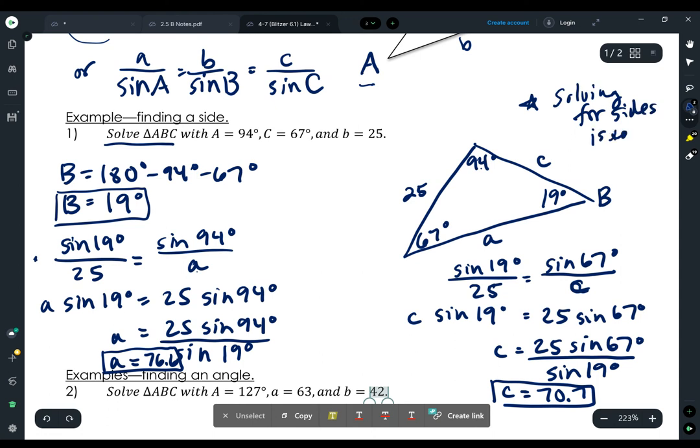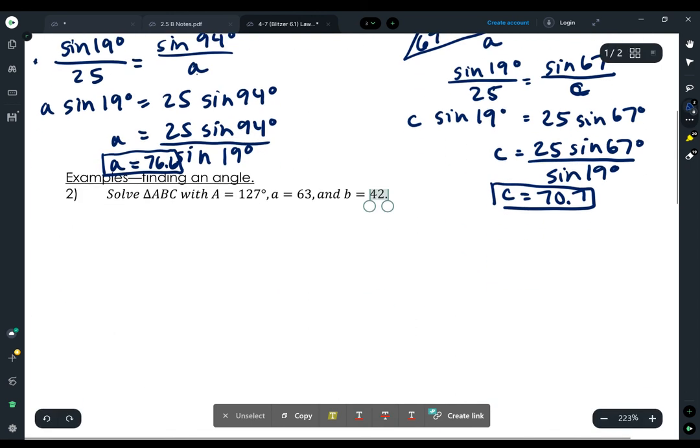And I say solving for sides because I didn't have to do law of sines to get an angle, right? My angle I just got by subtracting. And then I really had to solve for two sides. So solving for sides is easy. Solving for angles, that's going to be the difficult part.